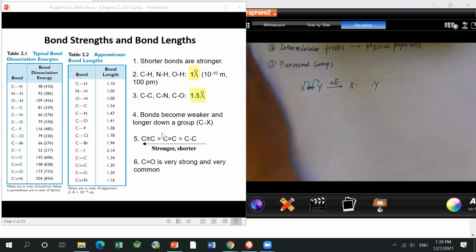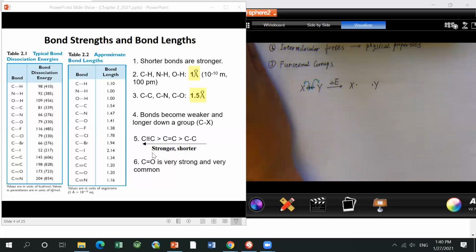All right, and the next is that for the same group, the bond becomes weaker and longer going down the group. For example, in group 7, CF, CCl, CBr, and CI, the bond length increases from top to bottom and the bond strength decreases. That's easy to understand: stronger means shorter bond. And the next is to compare the triple bond, double bond, and single bond.